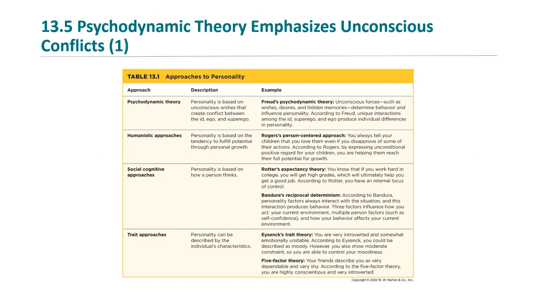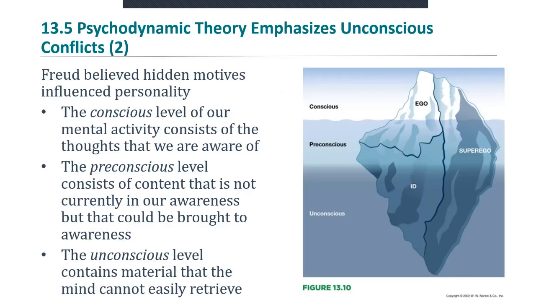We will look at 4 approaches to personality that are summarized in this table on page 515 of the textbook. The psychodynamic theory, humanistic approaches, social cognitive approaches, and trait approaches. And you can see that we'll be looking at 2 major approaches in the social cognitive category as well as the trait approach. So there's a total of 6 major approaches in this learning objective. Let's start with Freud.